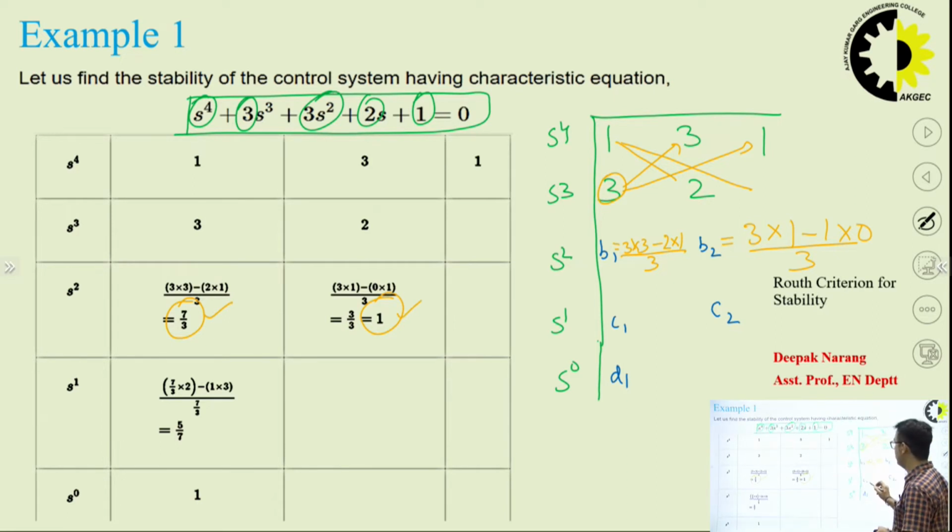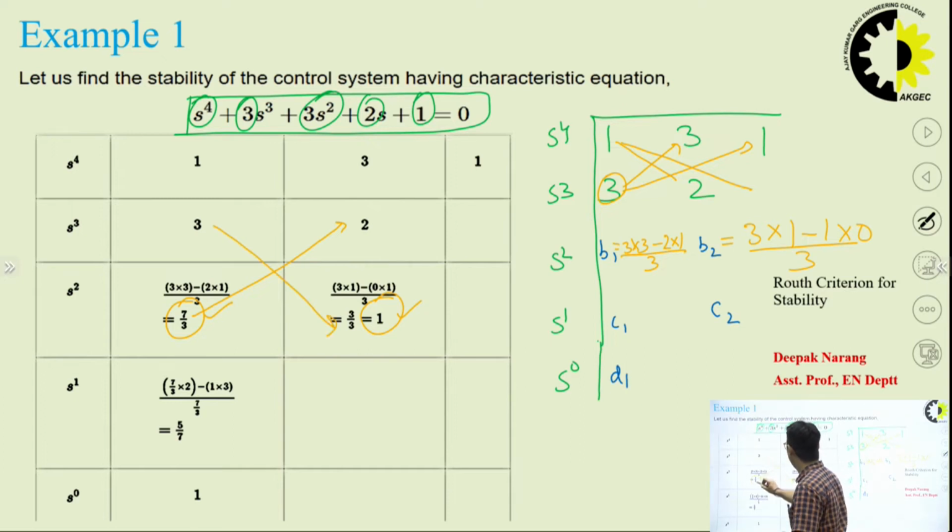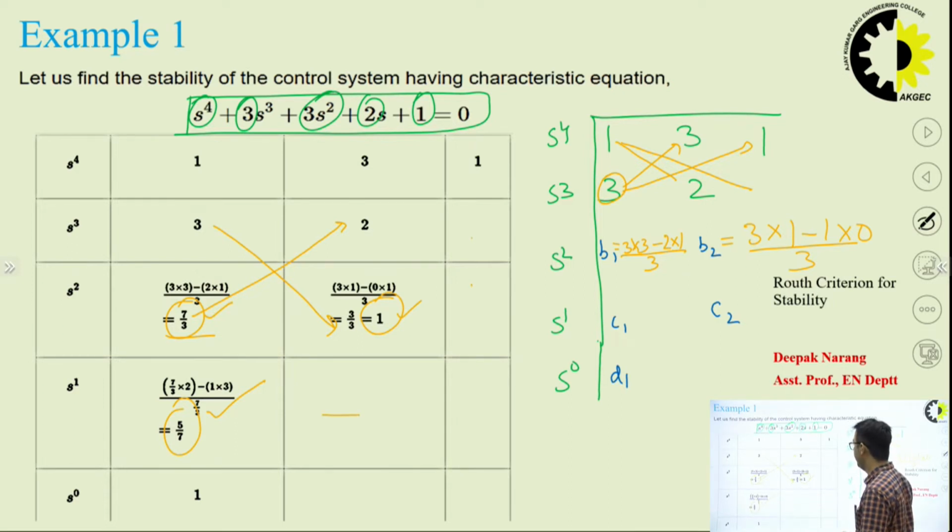Now how is C1 obtained? C1 will be obtained by multiplying 7 by 3 with 2 minus 3 into 1 divided by this 7 by 3, as we can see here, and we get the value 5 by 7. As no value is here, we do not need to compute this value, or we can simply write it as 0. Now the last value is obtained by multiplying 5 by 7 into 1 minus 7 by 3 into 0 divided by 5 by 7, and we get 1.